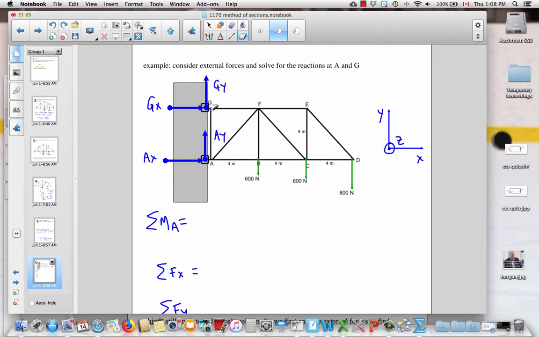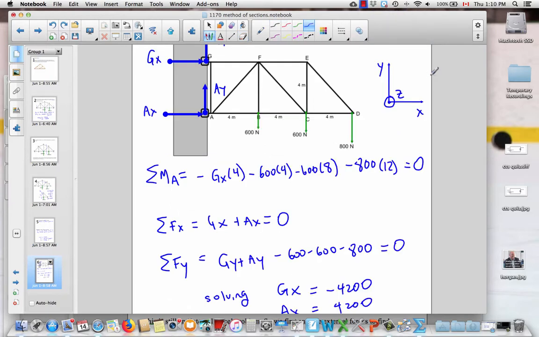So we draw the forces at the G and at the A support. We use a standard coordinate system. And then we're going to apply equilibrium conditions to try and solve for these external reactions. So let's agree to take moments about A and write X and Y force equations. Please pause the video, write out these equations, and solve them. Then play the video to see how you did.